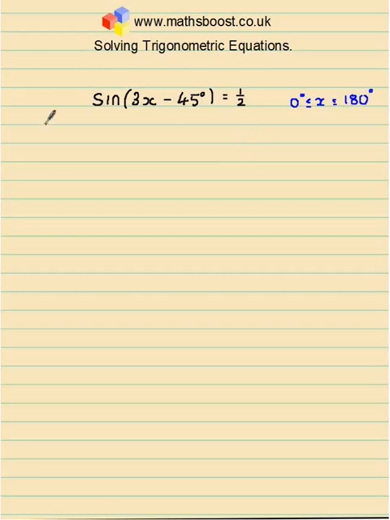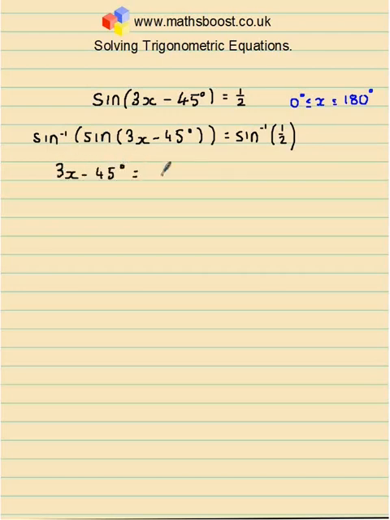So the first thing I'm going to do is take inverse sine of both sides of this equation. Inverse sine and sine will therefore cancel. I have my interval here in terms of x. I'm now going to write the interval in terms of 3x minus 45 degrees.